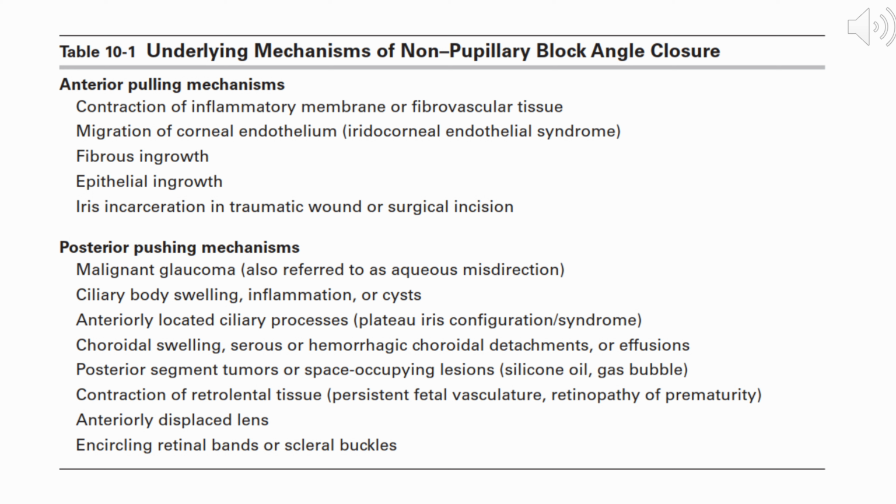As we discussed earlier, these can be grouped into anterior pulling mechanisms and posterior pushing mechanisms. We won't go through each item on the list right now, but instead, we'll take the time to break these down in detail on the following slides so you can better understand how each mechanism contributes to angle closure in different clinical scenarios.